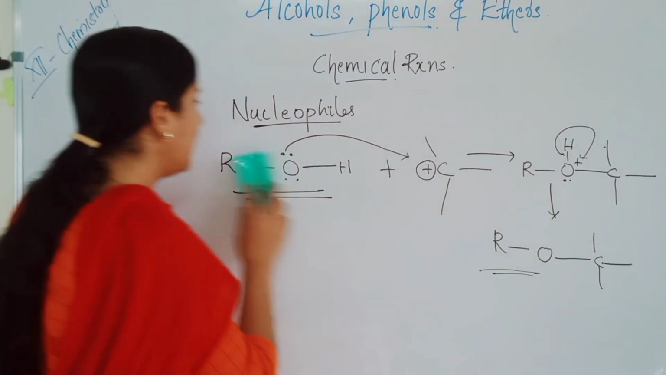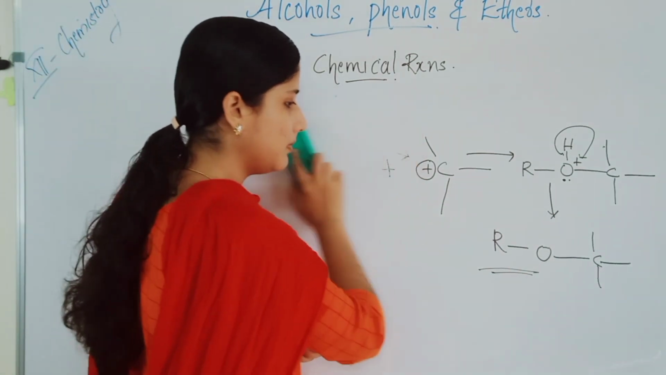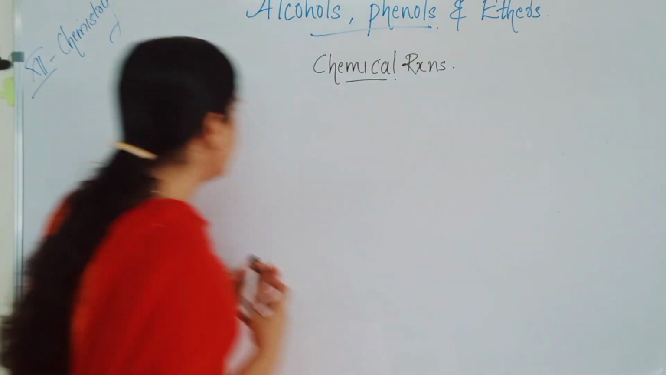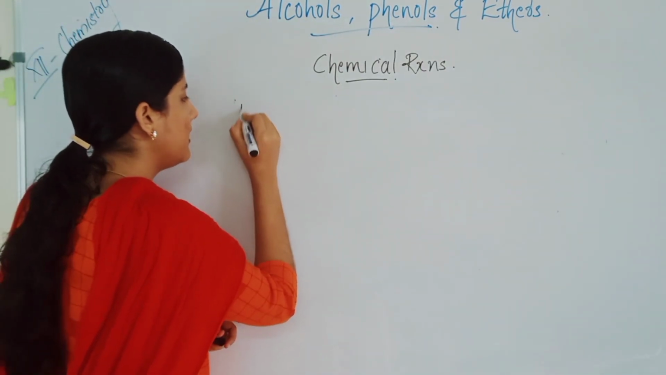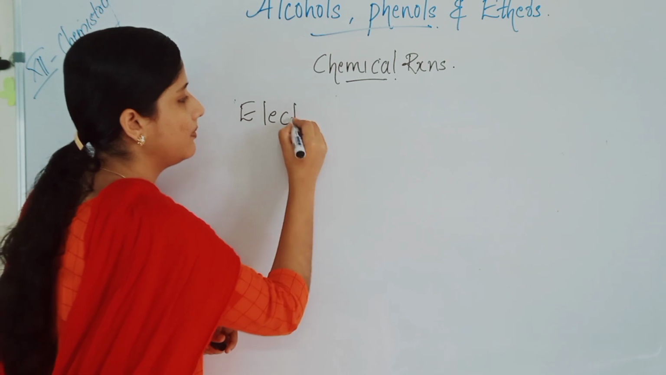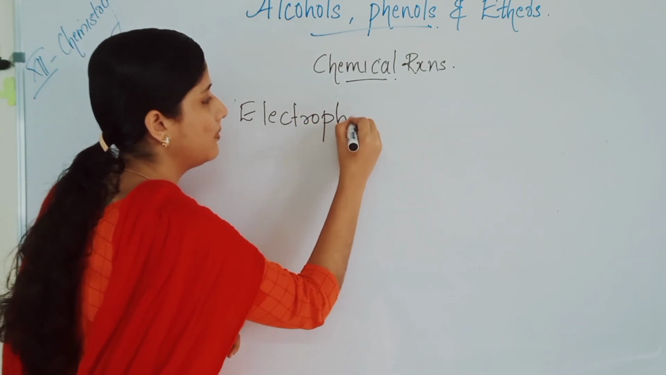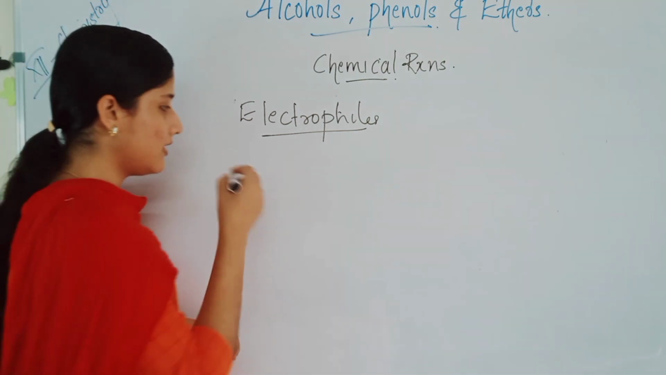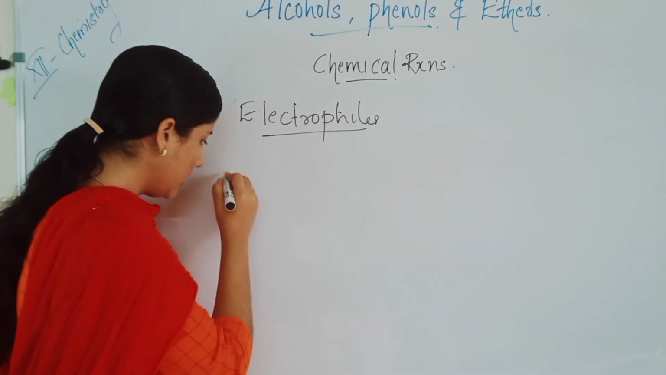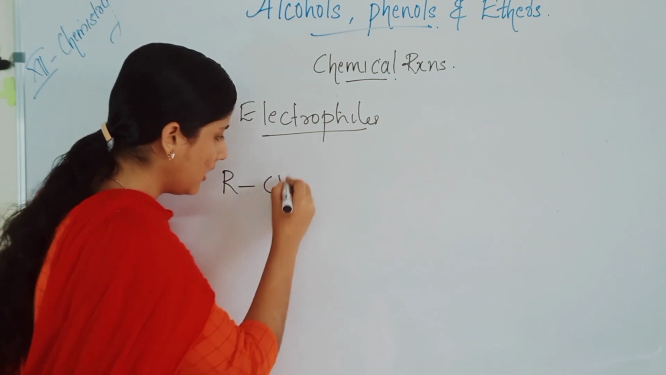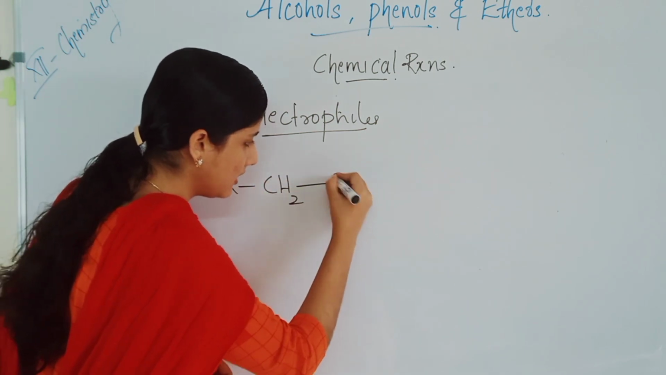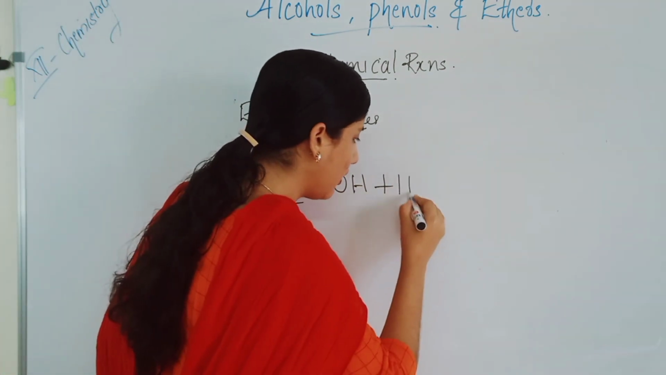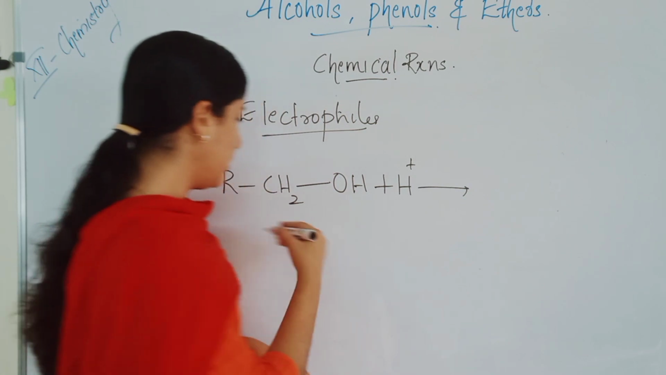Next, as electrophiles. Electrophiles means electron deficient, isn't it? So first, what happens is, RCH2OH. This is an alcohol. First we will protonate the alcohol. Then what will it be?